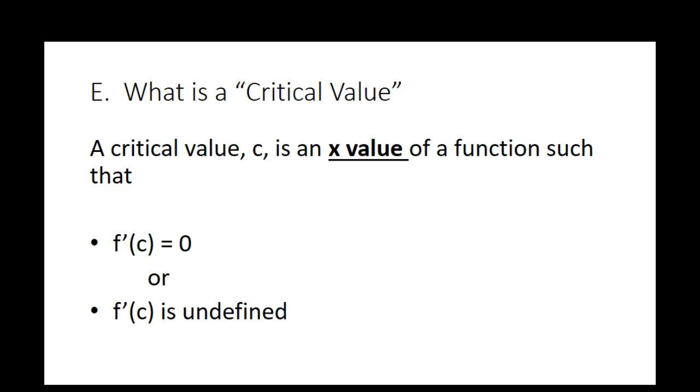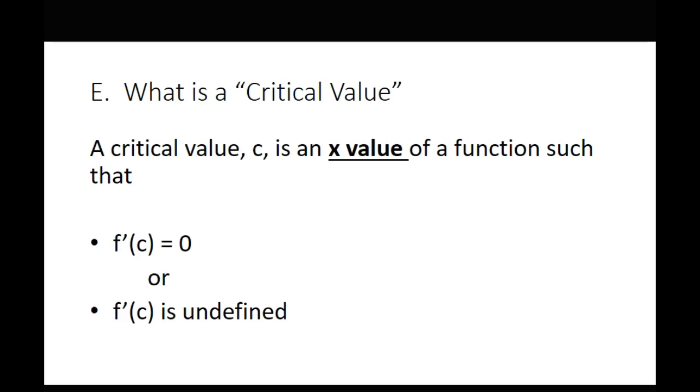So, what is a critical value? It's a vocabulary word. It's an x value. Now remember, we've been talking about extrema today. Those are all y values, but a critical value is the x value. So a critical value is the x value of a function such that f prime of that value is 0 or undefined, what we were just talking about. The biggest thing is that we're looking for the x values. The extrema are the y values that potentially go with that x value if they exist.